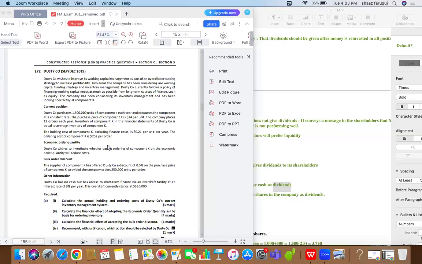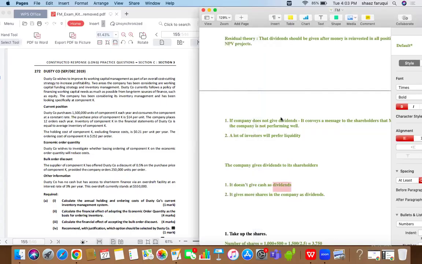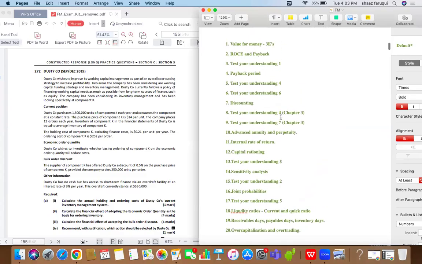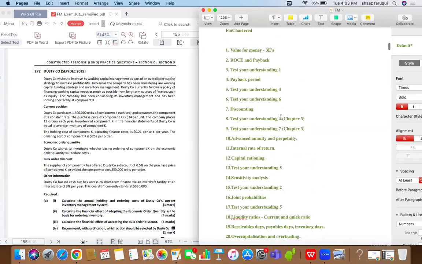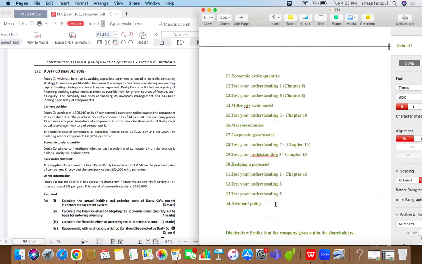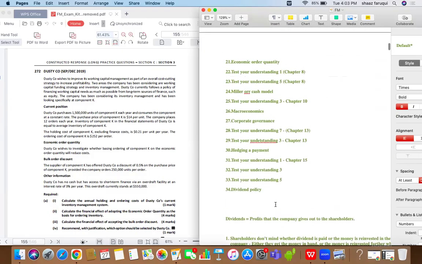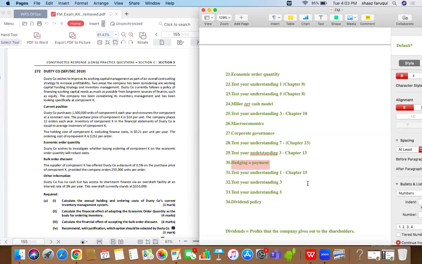We have looked at the textbook, we've looked at certain topics from the textbook. We also, in the last class, looked at hedging, if you recollect. All these topics in the first marathon I had done. And then we came down and did hedging in the next class. Hedging or payment: Test your understanding 1, chapter 15, Test your understanding 3, Test your understanding 5, which was part of interest rate risk and exchange rate risk.